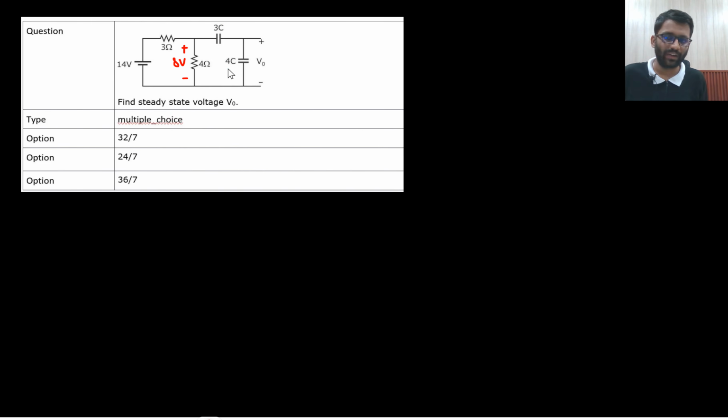Now 8 volt will be divided in the capacitance of these two. So what will be V0? V0 will be divided in the inverse proportion of capacitance of these two. So 3C by 7C into 8. So that would be 24 by 7. That's it. So at steady state, they act as open circuit.